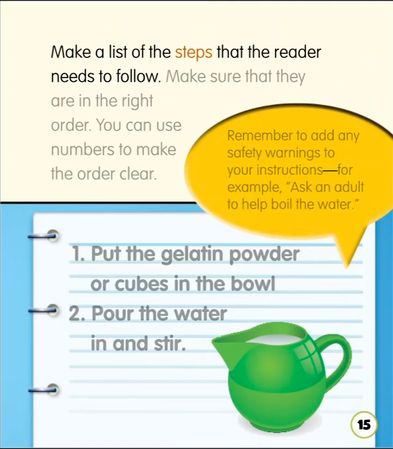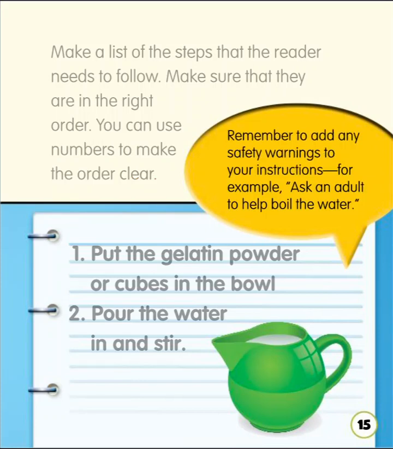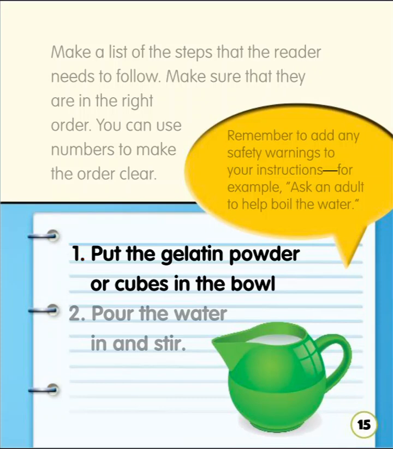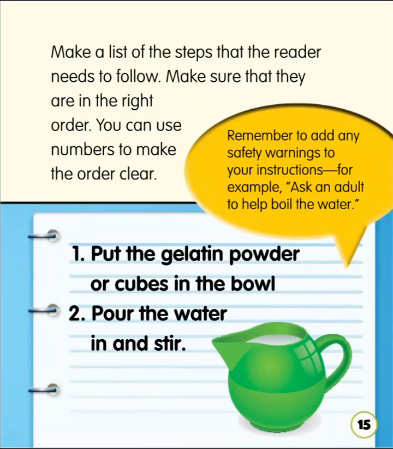Make a list of the steps that the reader needs to follow. Make sure that they are in the right order. You can use numbers to make the order clear. Remember to add any safety warnings to your instructions. For example, ask an adult to help boil the water. 1. Put the gelatin powder or cubes in the bowl. 2. Pour the water in and stir.